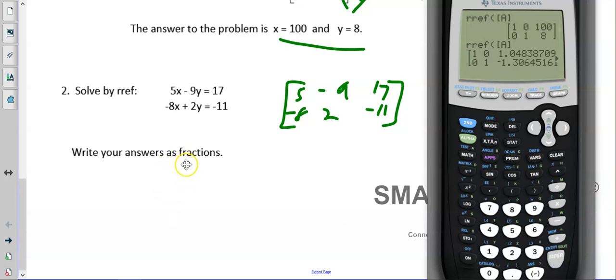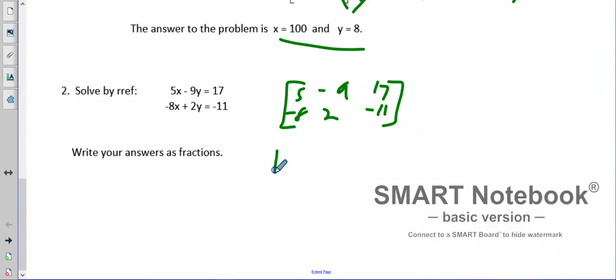Now it says write as fractions, and we could convert this into fractions, but I'm fine with you just writing it as decimal. So 1.04, okay, and negative 1.31. That's my x, that's my y.